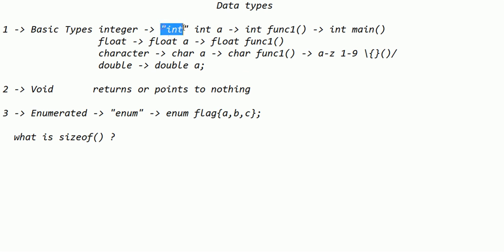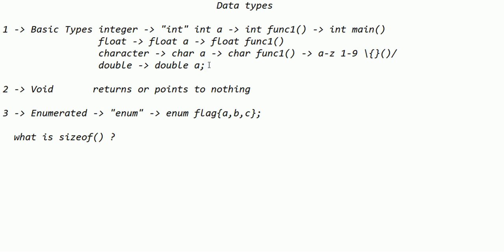Here, note that int, float, char, and double are all keywords. They cannot be used for any other purposes. They have their own special purposes, only where they can be used. Okay. So next we'll move on to double.